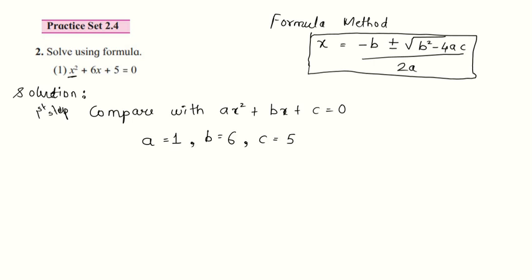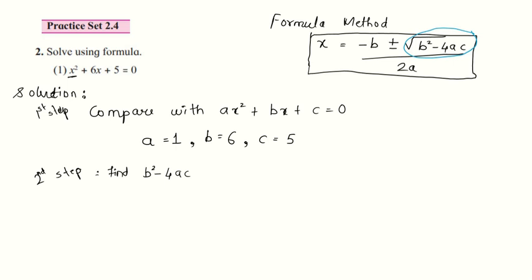And the second step is we will find the value of b square minus 4ac. Why will we find this? Because if you see in the formula, here it is square root of b square minus 4ac. You will see this in the formula. So if we find this value, it will become easier to solve the given equation. So let's solve this one first.